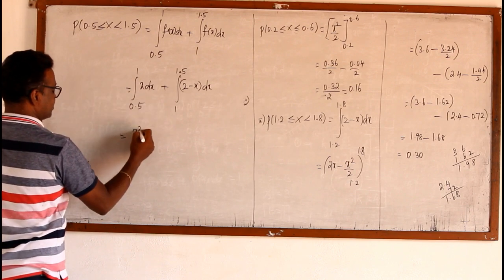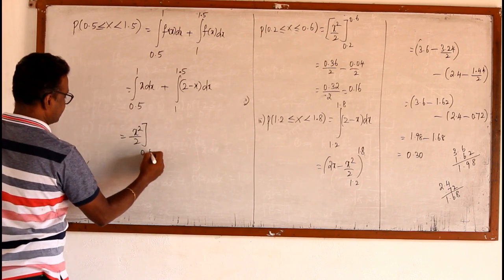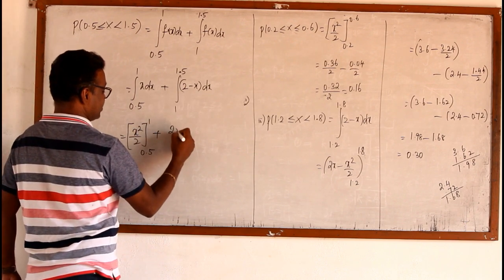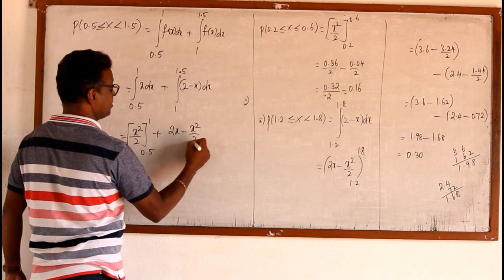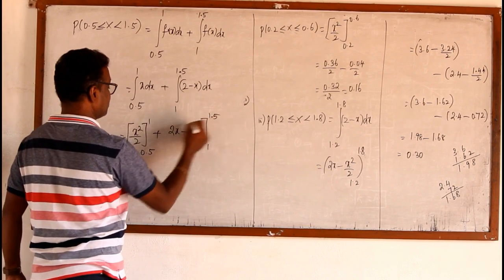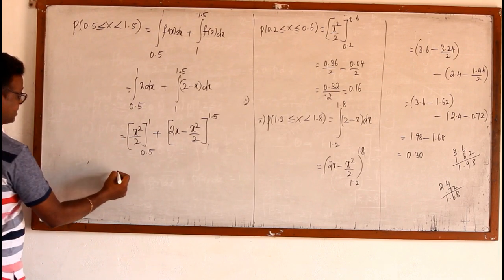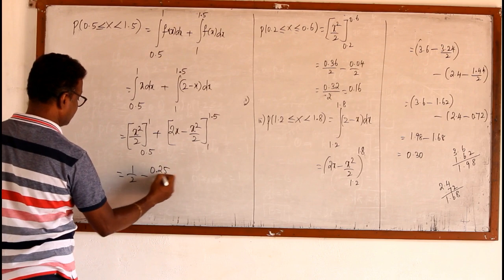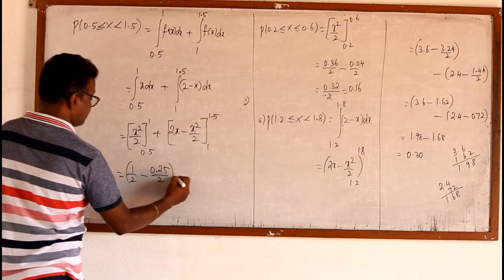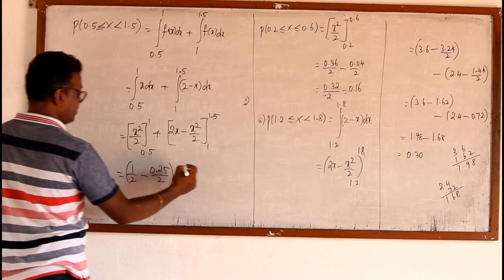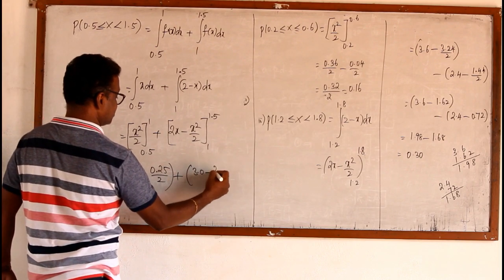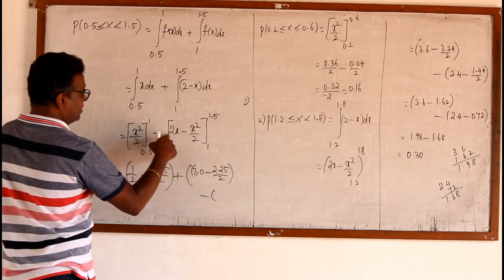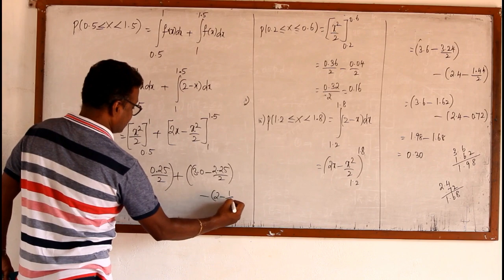Here x integration is x square by 2, and for that the limit is 0.5 to 1. And this we know, 2 integration is 2x minus x square by 2, with limits 1 to 1.5. So simplify this one separately. It is 1 by 2 minus 0.5 the whole square, that is 0.25 by 2. Plus, when I multiply 2 with 1.5 it is 3.0 minus 2.25 by 2. This is the upper limit, minus the lower limit, which is 2 minus 1 by 2.